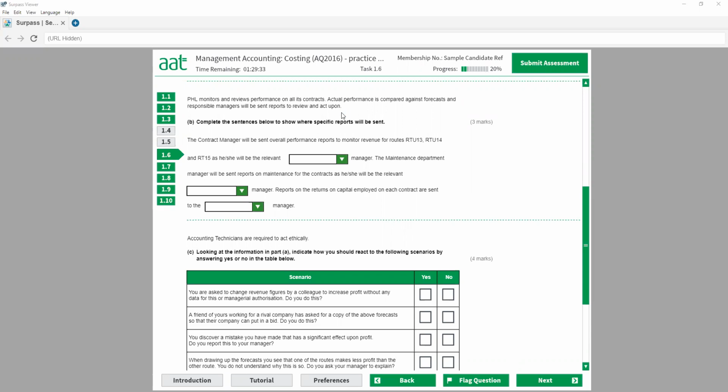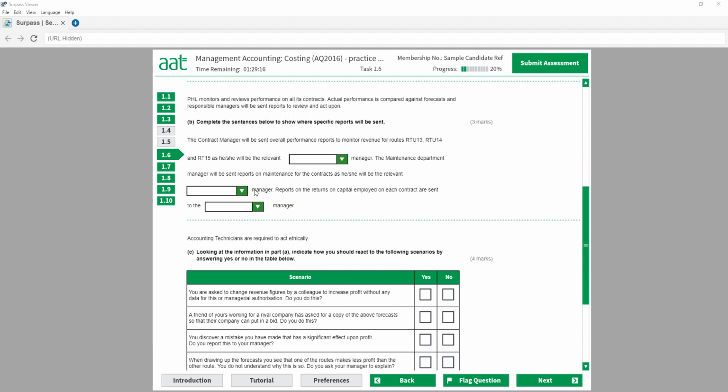So here, which manager is responsible for what? Remember, the profit manager is responsible for everything, and the cost manager is only responsible for the cost. And the investment manager is responsible for all the investment decisions, I mean the capital employed.